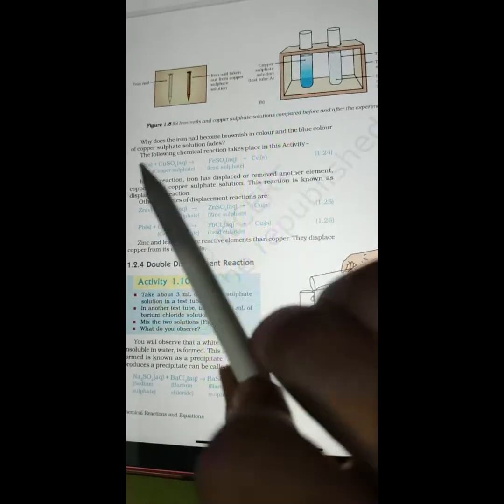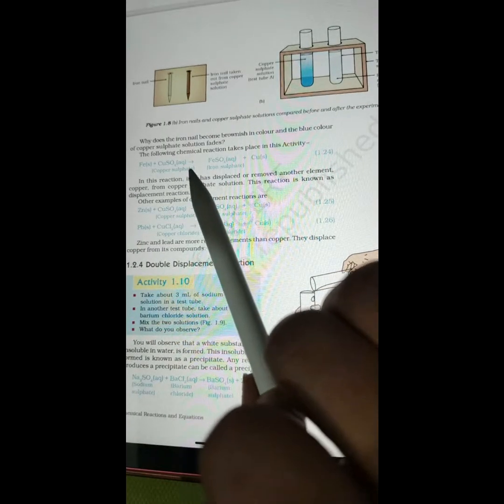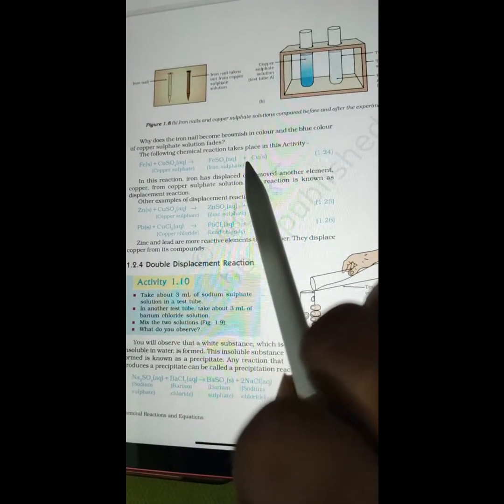Why does the iron nail become brownish in color and the blue color of the copper sulfate solution fade? The following chemical reaction takes place in this activity. So Fe, which is in the solid form, and copper sulfate in the aqueous form will be getting converted to iron sulfate or FeSO4 in the aqueous form plus copper or Cu in the solid form. In this reaction, iron has displaced or removed another element, copper, from copper sulfate solution. This reaction is known as displacement reaction.